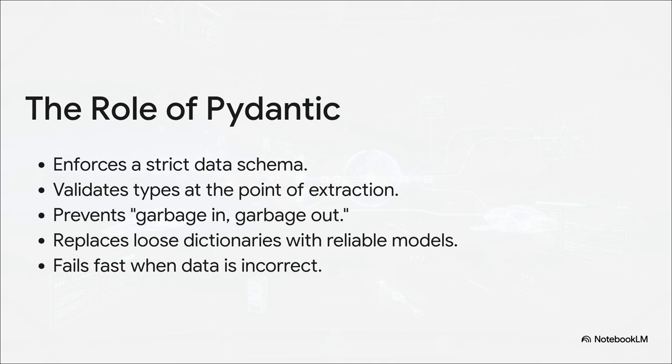Now, getting the data is only half the battle. We also have to validate it. This is where a tool like Pydantic, a fantastic data validation library, comes into play. It lets us define a strict schema, a set of rules, before we even start. We can enforce that a price has to be a number or a date has to be in the correct format. This completely prevents that classic garbage in, garbage out problem. It's our quality guarantee that if the pipeline gives us data, it's data we can actually trust.